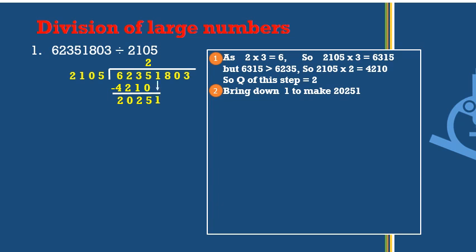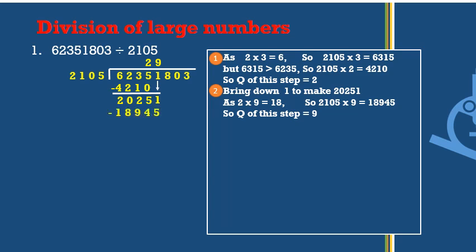Now, in the next step, we will bring down 1 to make 20251. Here, as 2 multiplied by 9 is equal to 18, so we will multiply 2105 by 9 to get 18945. So the quotient of this step is equal to 9. Now we will put 18945 below 20251 and we will subtract 18945 from 20251 to get the remainder as 1306.